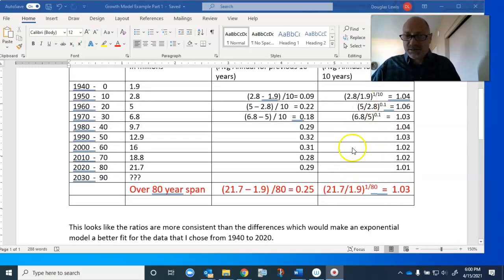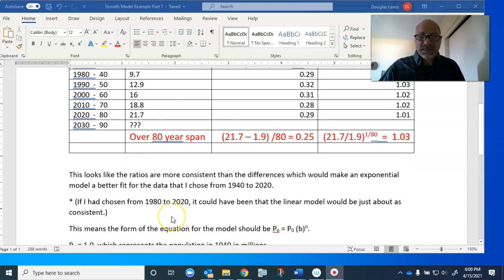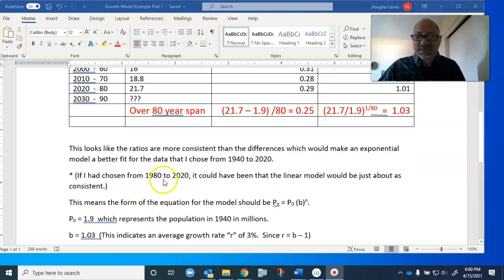So I'm going to pick, it looks to me like the ratios are more consistent than the differences, which would make an exponential model a better fit for the data that I chose from 1940 to 2020. Now, it doesn't make the exponential model the best model, but it is better than the linear one anyway. From that span, from 1940 to 2020, the exponential is a better model. And again, it's not ideal. Now, if I'd chosen from like 1980 to 2020, it could have been that the linear model would be just about as consistent, but I chose to go from 1940.